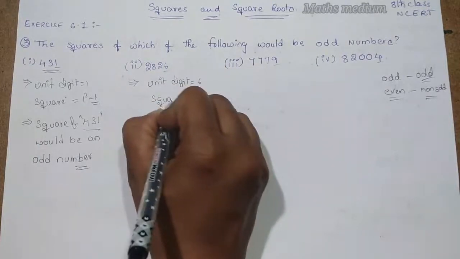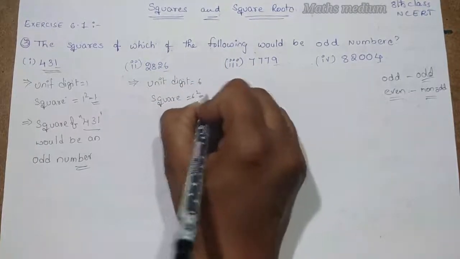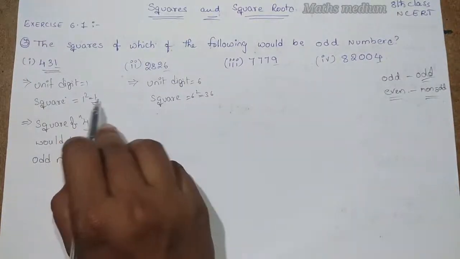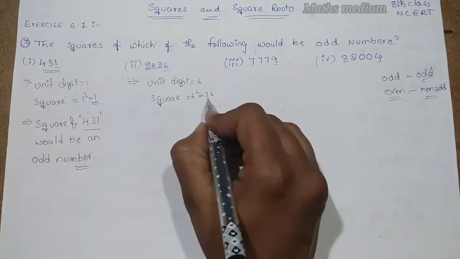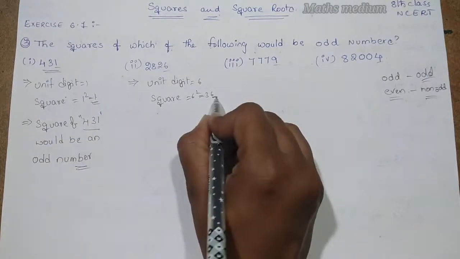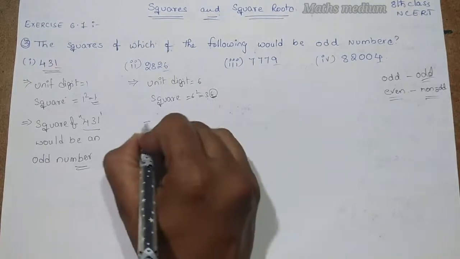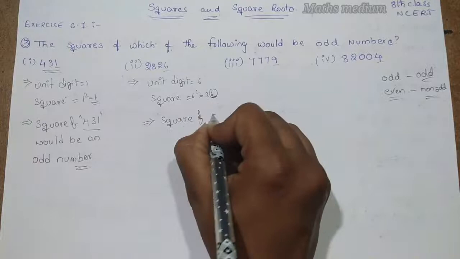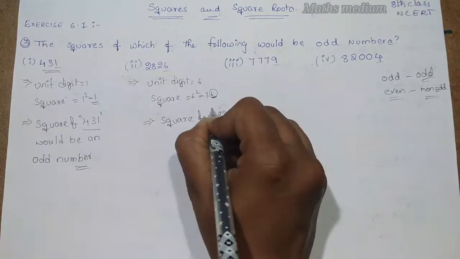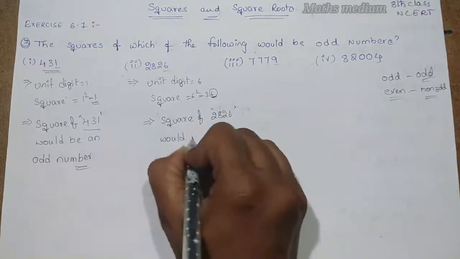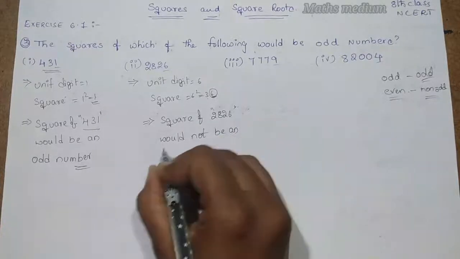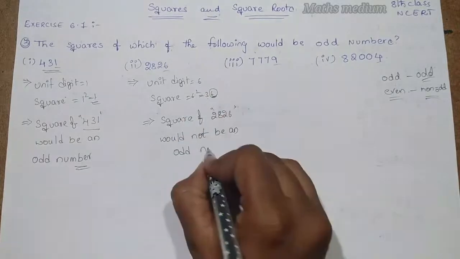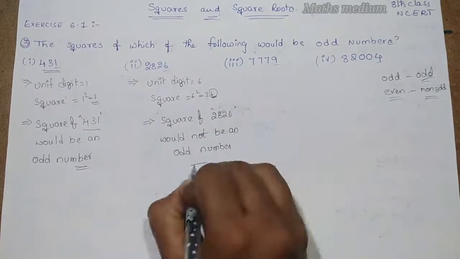Unit digit is equal to 6. Make it as square again. 6 square is equal to 36. In this case, here we don't have two numbers, it is in ones place. But here ones place and tens place. But consider only ones place. This is 6. It is an even number. So, square of 2826 would not be an odd number because we get a unit digit place as an even number, so that's why it's not an odd number.